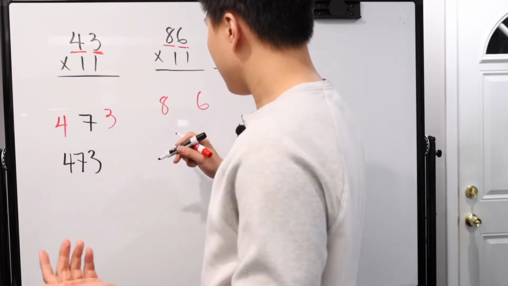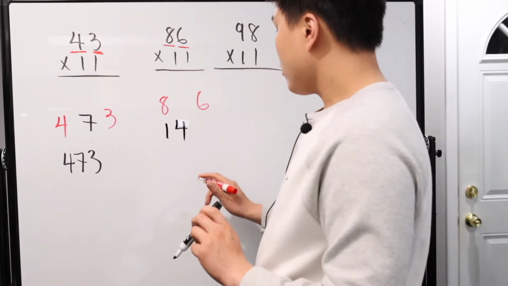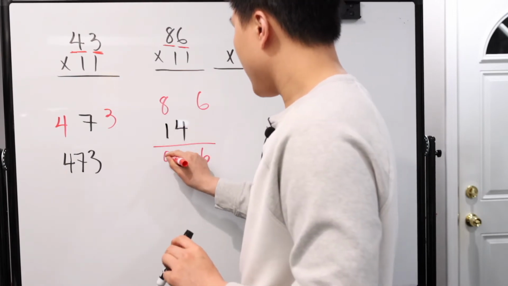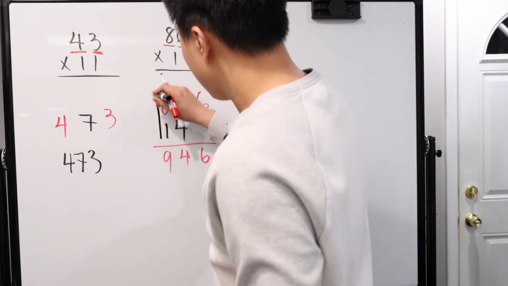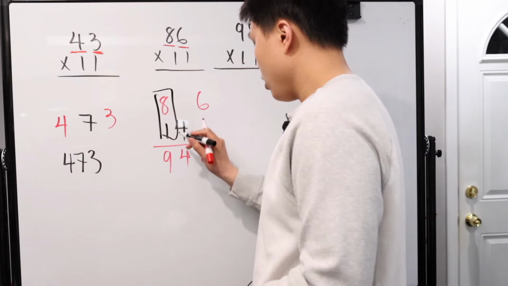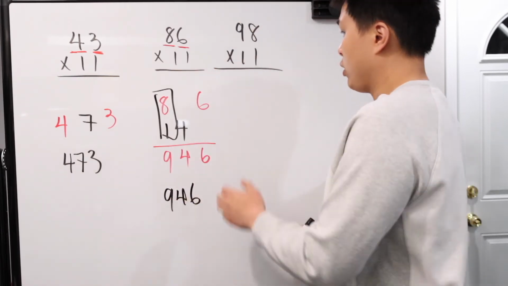When you add 8 and 6, that's 14. So we're going to write 14 like that. And then afterwards, we're going to combine it. 6 is still the same. This is actually going to be 9 now. And this is going to be 4. The 9 is these two right here. And the 14 was the original 8 plus 6. So total 946 is the answer for this one.